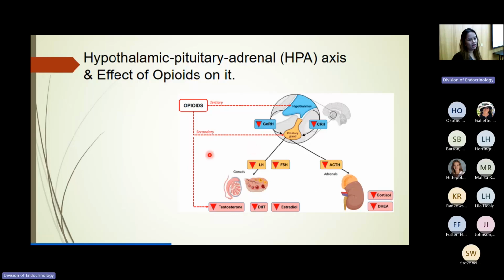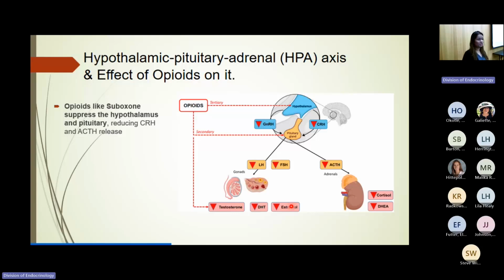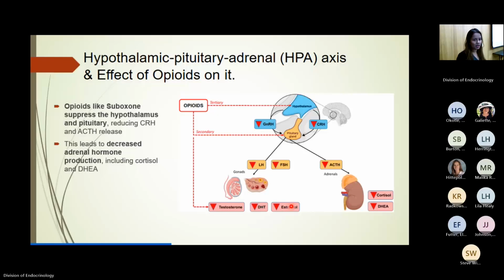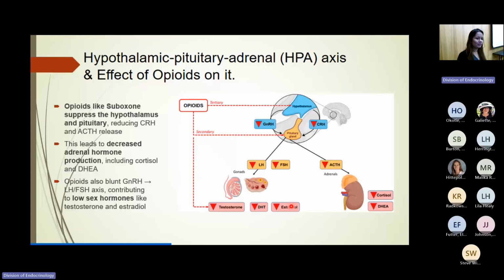How Suboxone and opioids affect this is that they suppress both the hypothalamus and the pituitary. So CRH production as well as ACTH production is reduced. That leads to decreased adrenal hormone production, including cortisol and DHEAS. Not Suboxone, but other opioids also have an effect on gonadotropins. In general, with opioids we see low testosterone, DHT, and estradiol secretion, but we don't have enough data for Suboxone to comment on this for now.